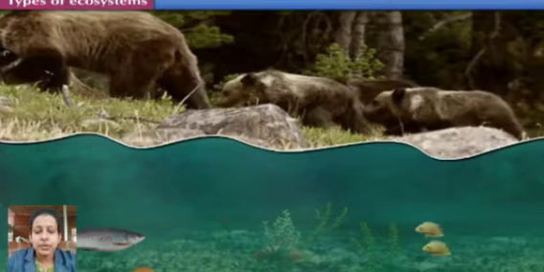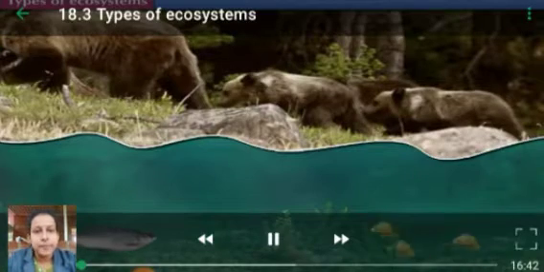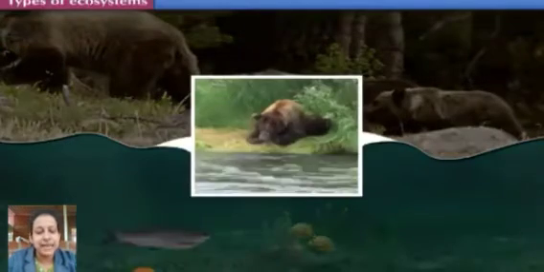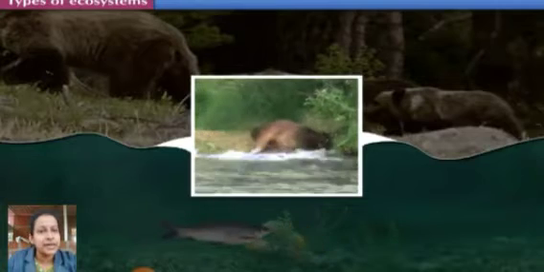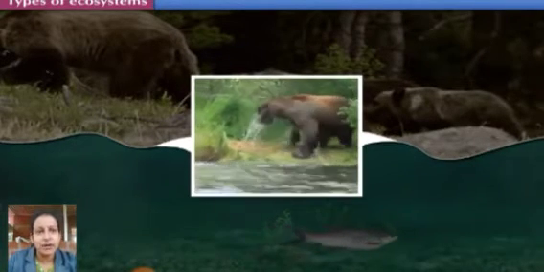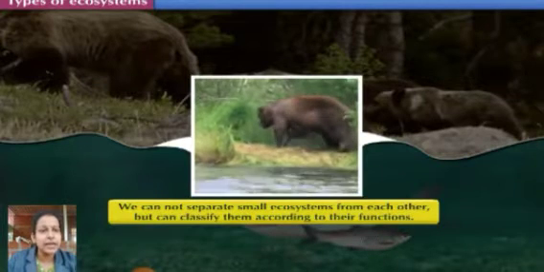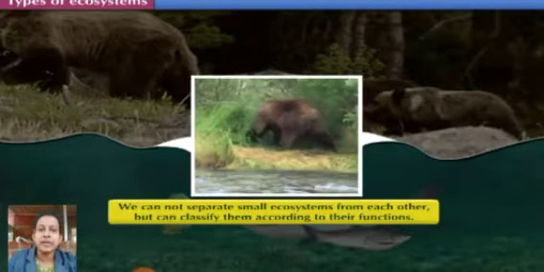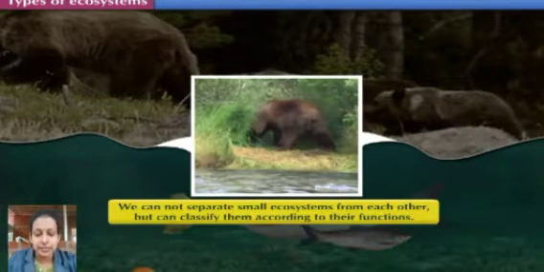So directly or maybe indirectly, therefore we cannot separate these small ecosystems from each other, but can classify them according to their functions. So we are going to classify them according to the functions they perform. We cannot separate any of these ecosystems because most of them are dependent on each other.